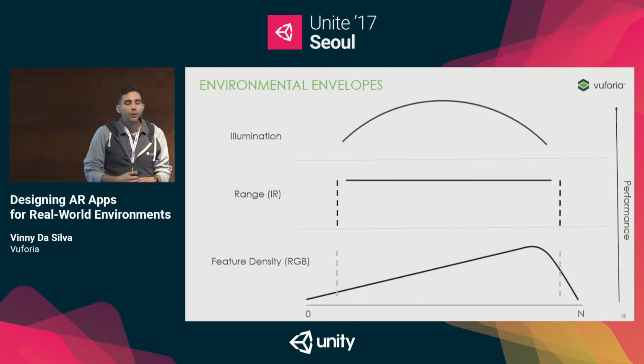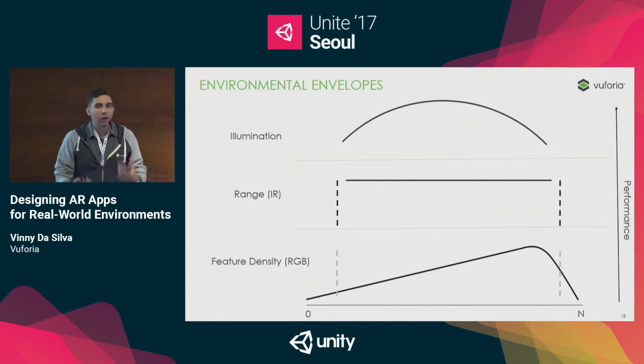All right. So at Vuforia, we think a lot about these problems, and we think a lot about the sensors and the hardware that we use to enable AR experiences. There's all sorts of things that we need to consider. And we've come up with 3 different models, or what we're calling environmental envelopes. So these are models that help guide us to the best AR experience we can deliver. The models we have right now, we have 3 models, and that's illumination, range, and feature density.